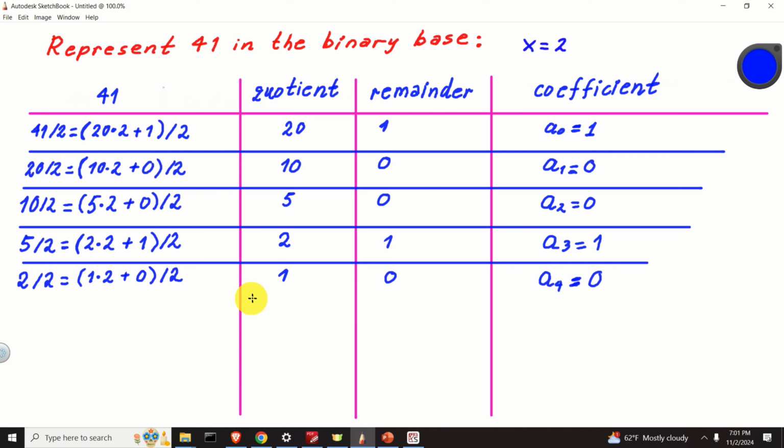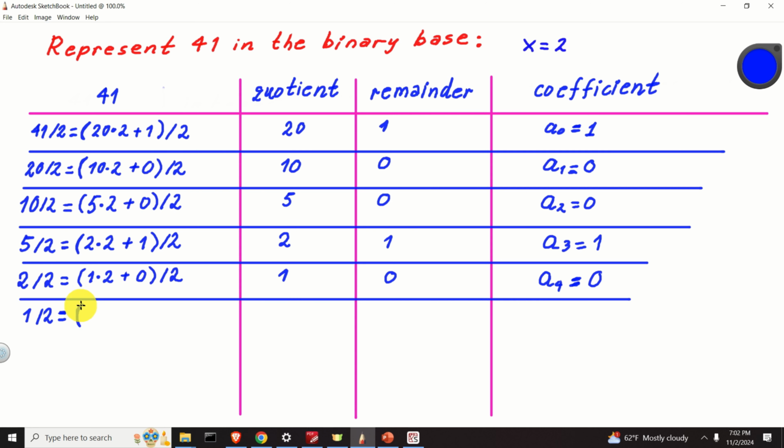Now we are not done. We still have one more coefficient. Why is that? Because we repeat the procedure until the quotient becomes 0. So over here we will have 1 divided by the base 2, and we can represent this as 0 multiplying the base plus 1, and everything divided by 2. And from here we can see that the quotient is 0, the remainder is 1, and finally a5 is 1.